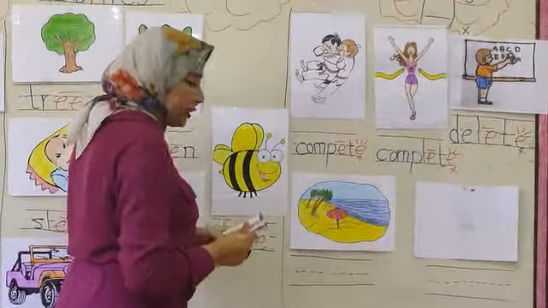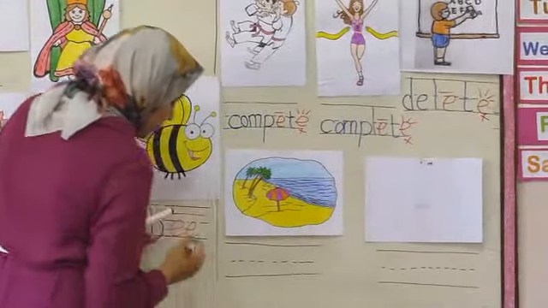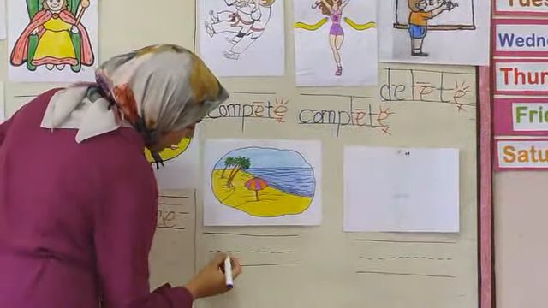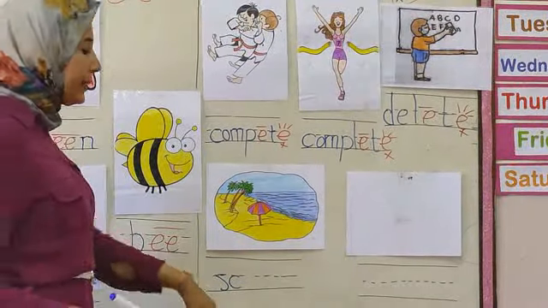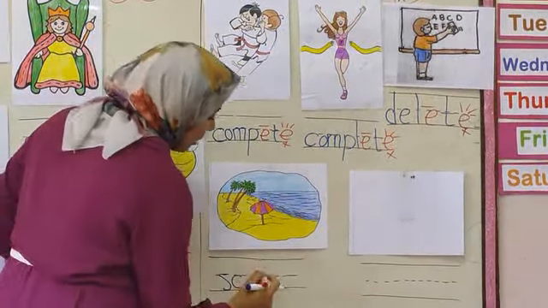Let's write the word scene. We have the word scene, S and C, which makes the sound S, E, E, so long.